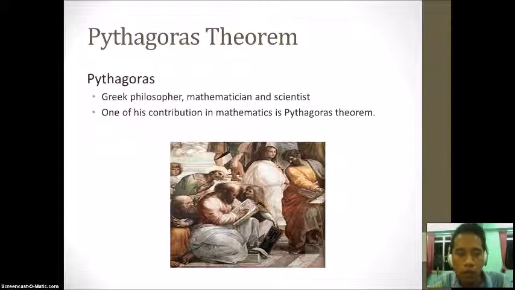Okay, the Pythagoras theorem is basically a theory made by this guy named Pythagoras. So who is this guy? He was a Greek philosopher, mathematician and scientist. One of his contributions in maths is the Pythagoras theorem, and he is also the one who proposed that everything that happens in this world can be quantified and mathematicized.